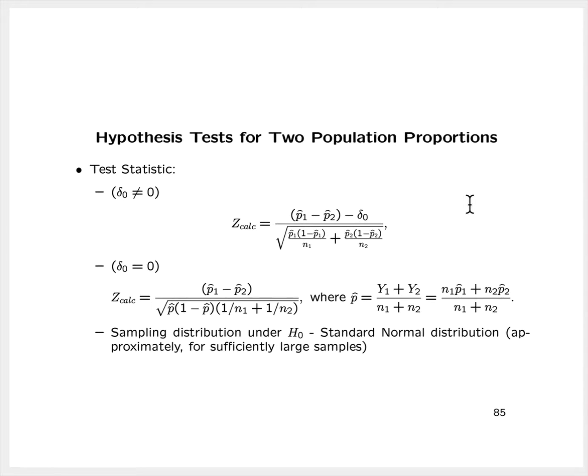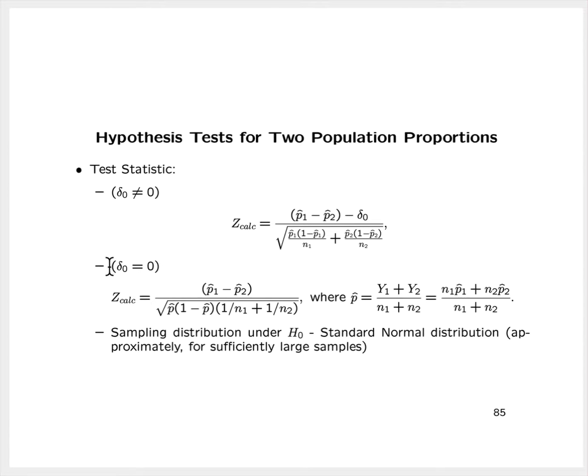Now, the test statistic depends on whether the hypothesized difference is zero or not. If the hypothesized difference is not zero, then the formula for the test statistic is as follows. It's equal to P1 hat minus P2 hat minus whatever that hypothesized difference is, all over the square root of P1 hat times 1 minus P1 hat over N1, plus P2 hat times 1 minus P2 hat over N2.